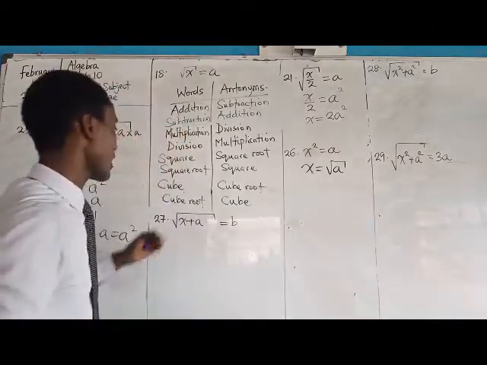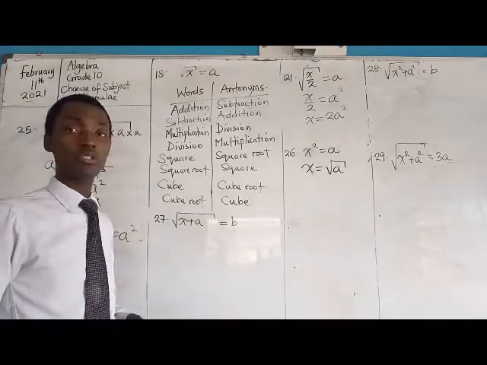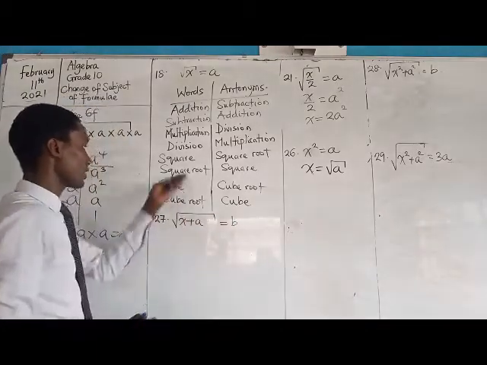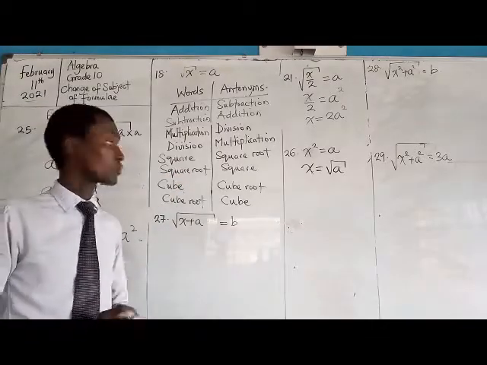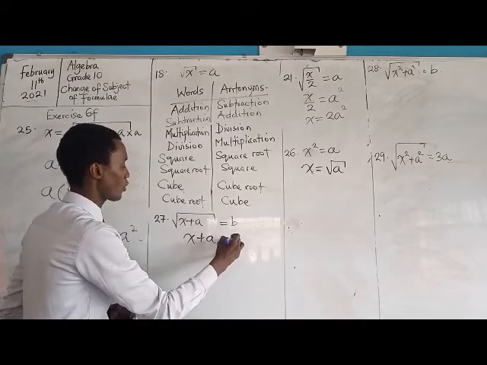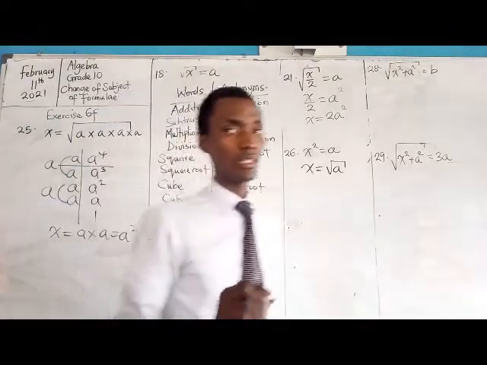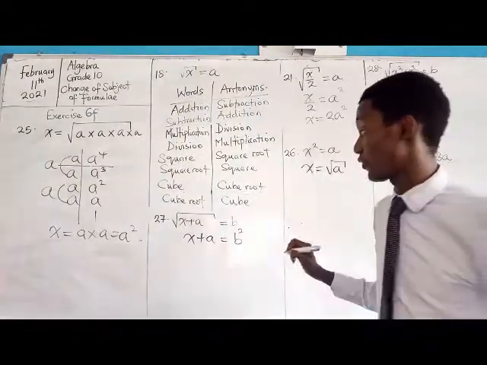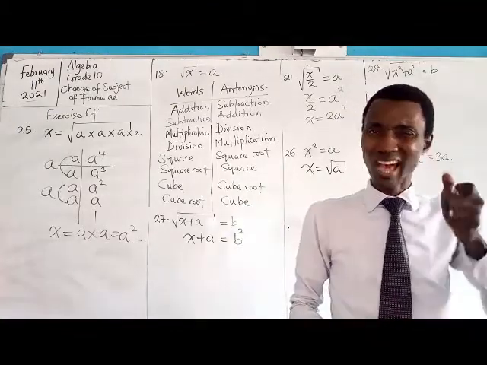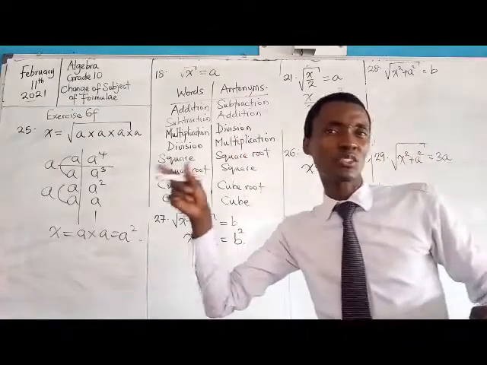So in question number 27, we have x plus a square root equal to what? B. So what do we do at this point? We visit our department and we see that the antonym of square root is what? Square. So that means x plus a equal to what? B squared. Take note of something. There's something you need to be very careful of here. The effect is transferred from one side and affects everything. The opposite effect is what is felt on the other side.